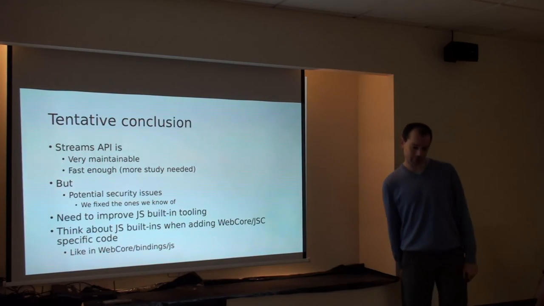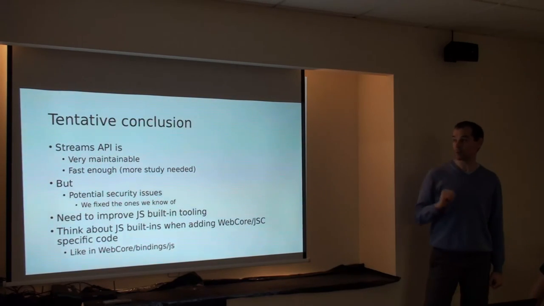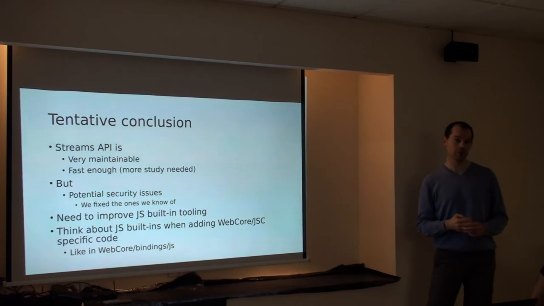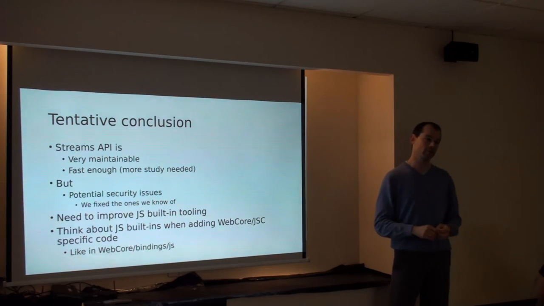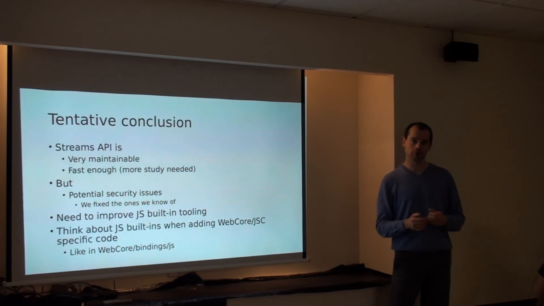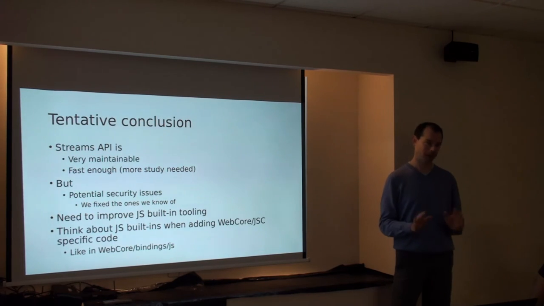So this is like a conclusion. For the Streams API, I think it's maintainable, it's reasonably fast, so that's good. We fixed the security issues. We still have some work to improve the JS built-in code tooling so that it's easily usable. It's mostly very easily usable. And for those of you who like to mess with WebCore binding JS, I would say that maybe you can think about using JS built-ins. That would maybe make your life easier. So that's the end of the presentation, I think.